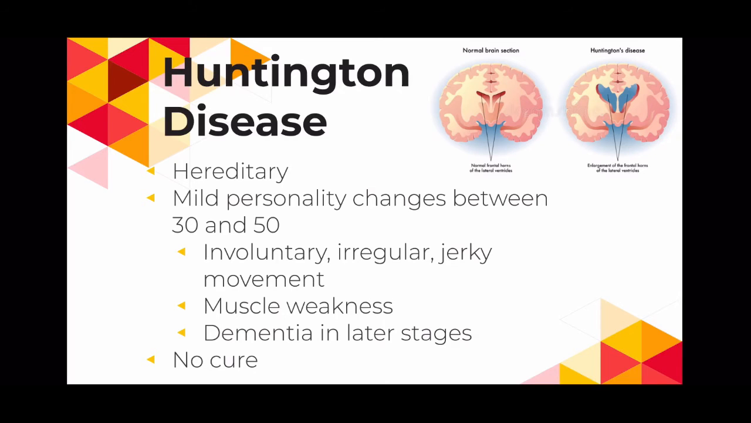And it's usually in the areas of the brain that are responsible for cognition, personality, movement, and some of the symptoms of the disease are obviously associated with that. So personality changes, you might see involuntary, irregular, jerky movements, you might see some muscle weakness. A lot of people with Huntington disease eventually end up in wheelchairs, and later in the stages of Huntington, you can end up getting dementia. And again, there's no treatment, there's no cure, and it's fatal. So eventually, individuals die from this.